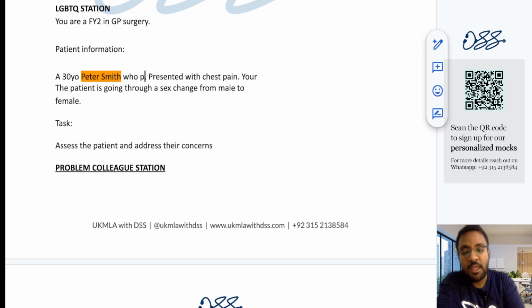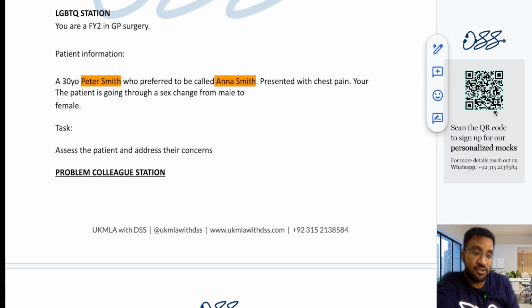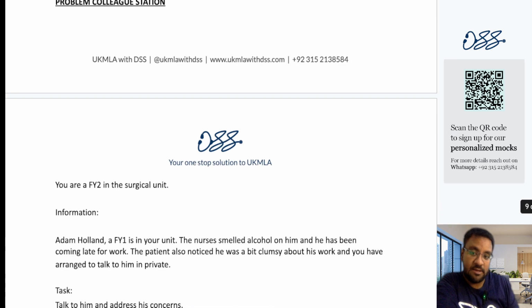Okay, so you need to make sure that you identify a sex change or LGBTQ aspect as early as possible, so that you can ask about that particular aspect, and you can explore the sex change and how their mental health has been, and the psychosocial aspect of the LGBTQ scenarios.